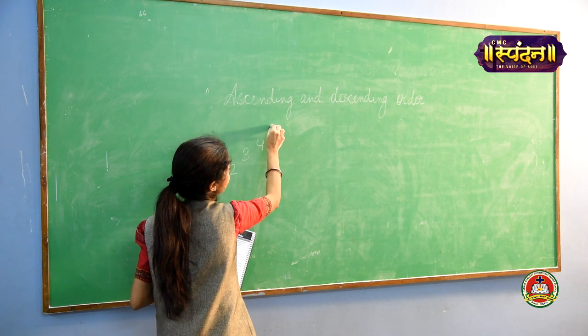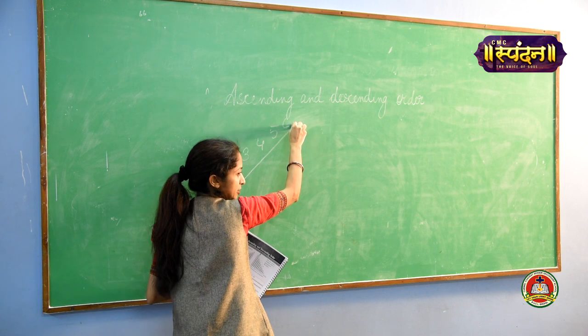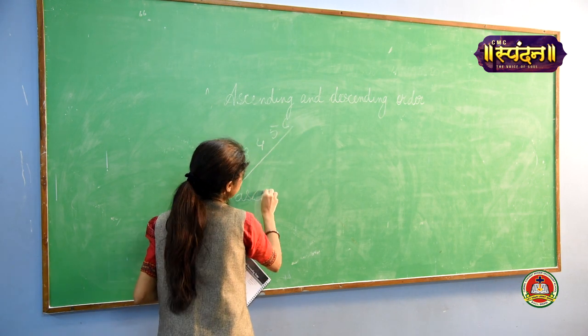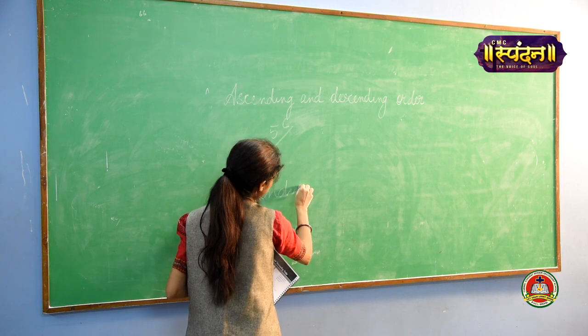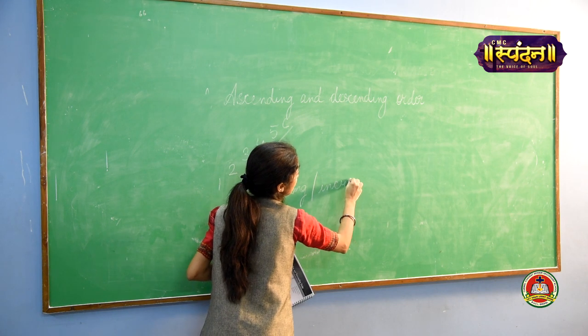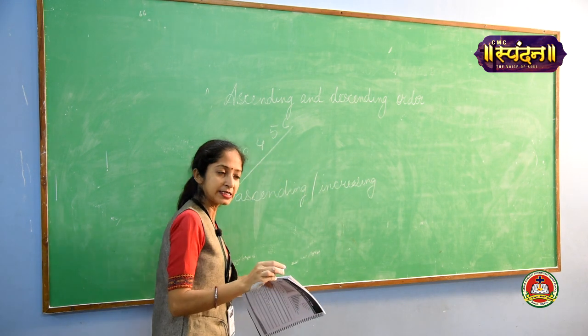4, 5, 6. See, we are going from small number to big number. This is called ascending, or it can be called as increasing order. Ascending or increasing order. Okay? Both are the same.